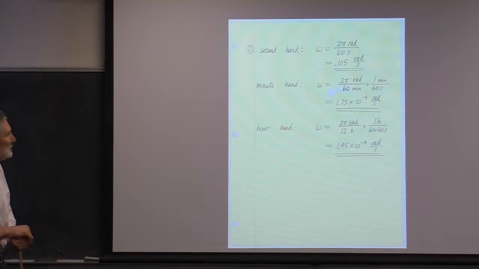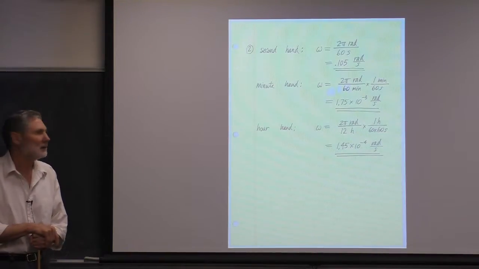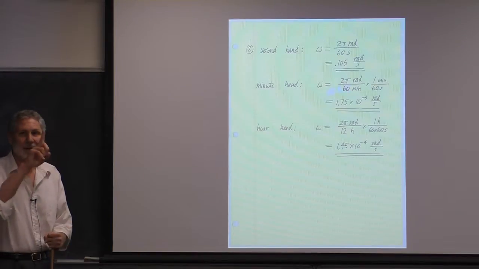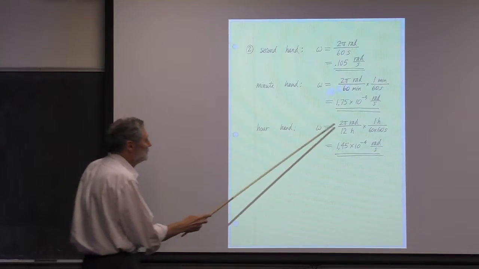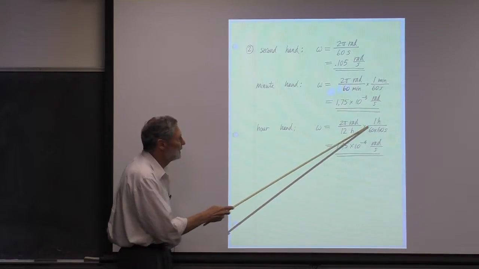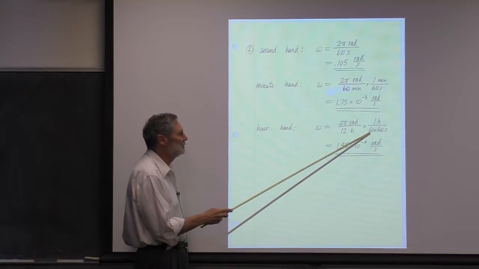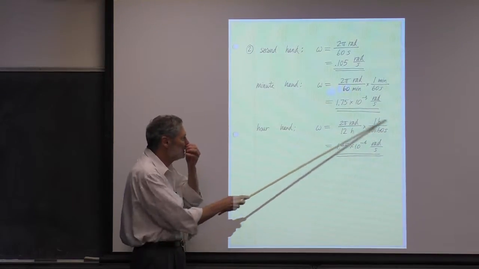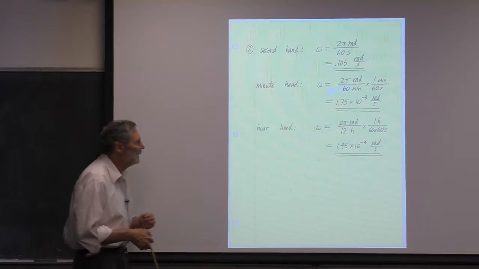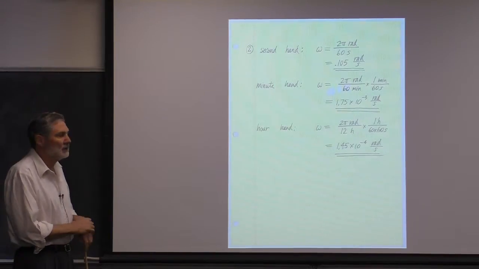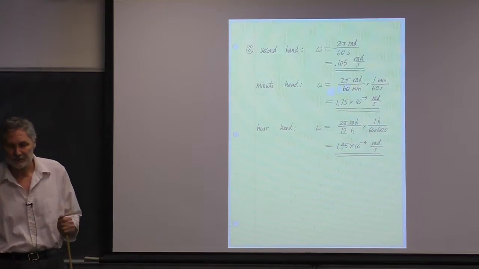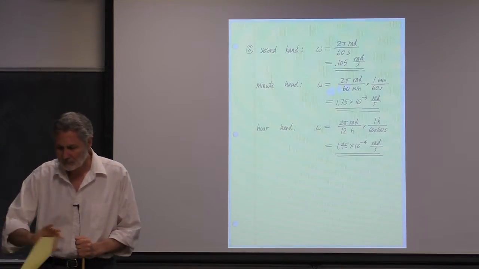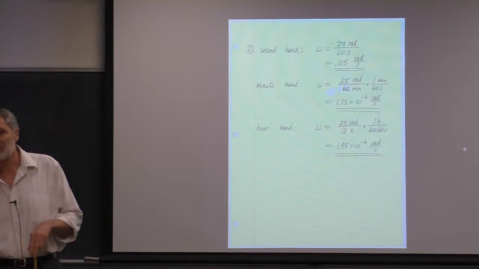It's slow for us. Well, finally, the hour hand. The hour hand takes how long to go around once? 12 hours. So it's 2 pi radians in 12 hours. And now we convert, 1 hour has 60 minutes, and there's 60 seconds in a minute, so there's the conversion factor. Here's the conversion factor. And I get roughly 1/10 of a milliradian per second. Any questions about that one?